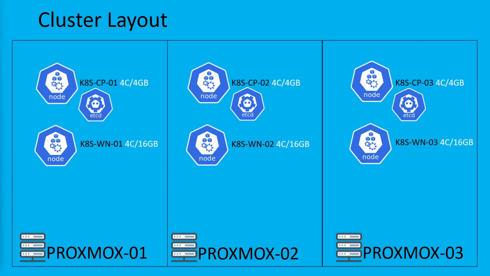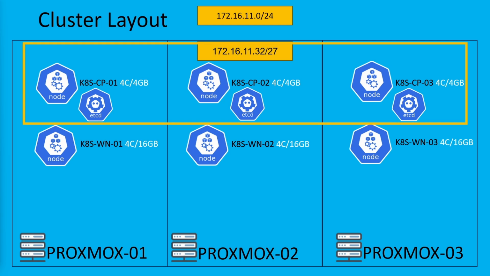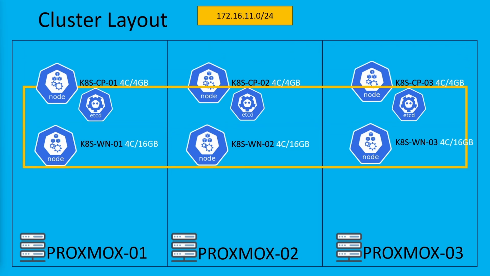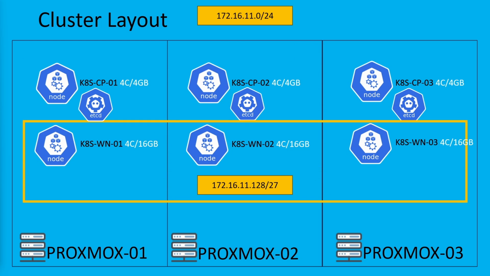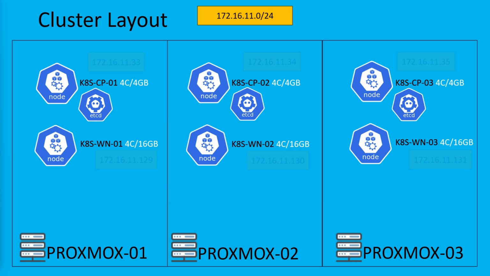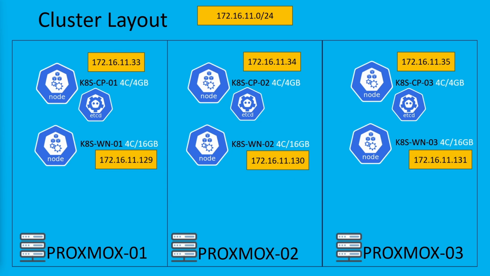We will lay out these nodes in a /24 network, and our control plane nodes will be allocated to a /27 beginning at .32. As for our worker nodes, we will allocate these also in a /27, but we will start at .128. This will allow us to assign IPs in a sequential order and allow for expansion in the future if needed.